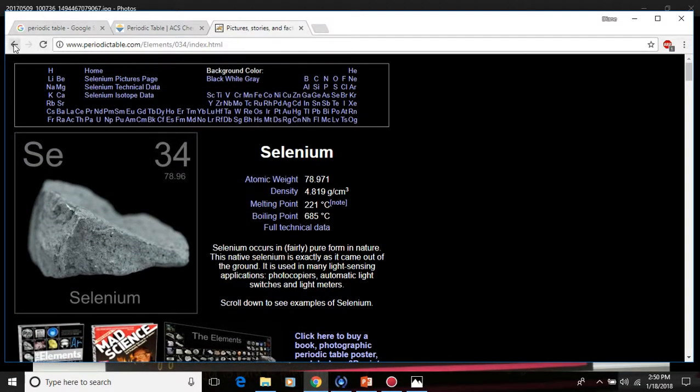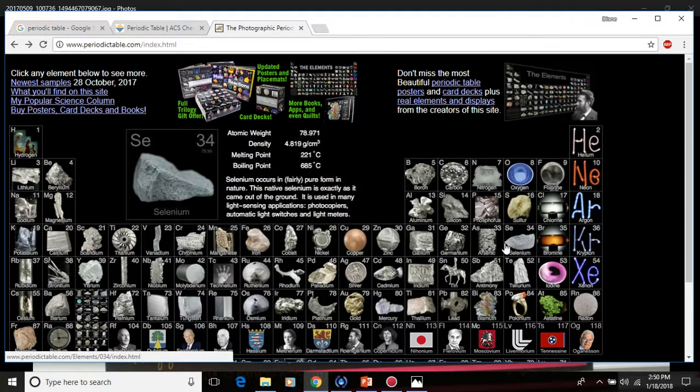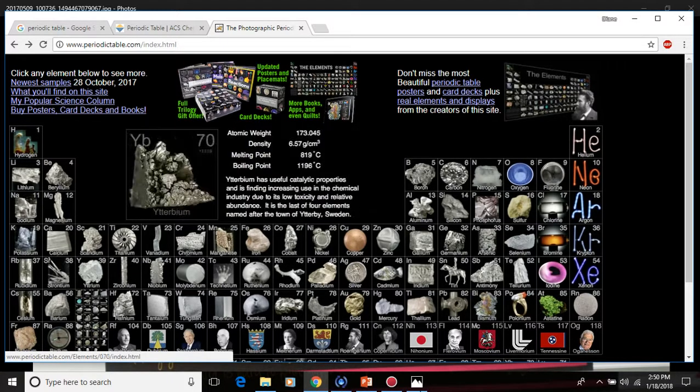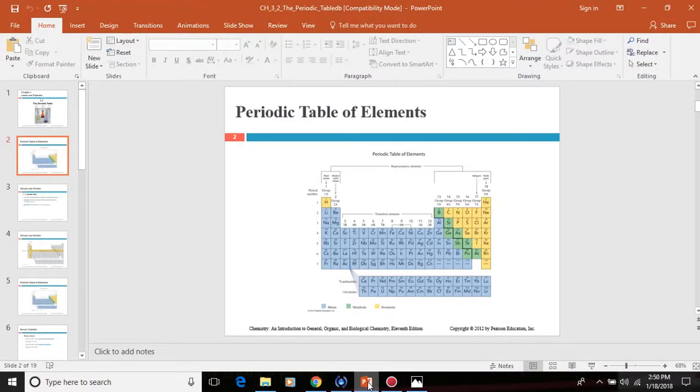Anyway, as you can see, there are a lot of things that you can do with the elements in this periodic table. Actually, everything that makes up this world is made of these elements in this periodic table. So let's continue.